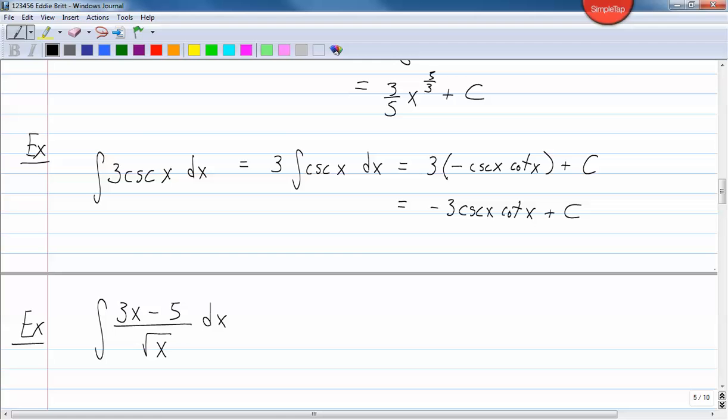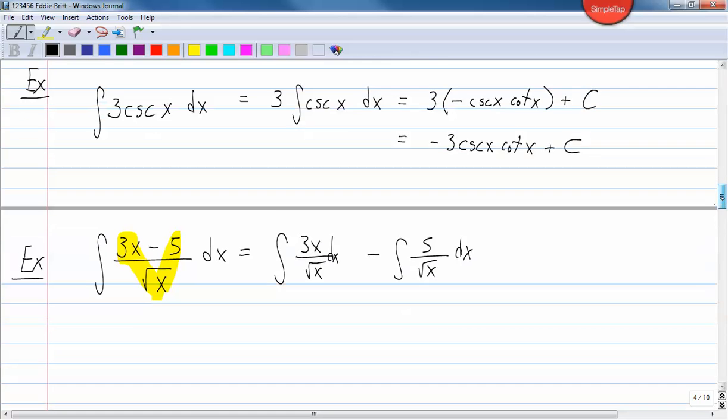So you have to use a little algebra to rewrite it. So this is going to be the integral of 3x over the square root of x, minus the integral of 5 over the square root of x. Both of those are dx. That is important. Alright, so we have just two different problems. We split this up. What we use there is called term-wise division. We split this up into two terms.